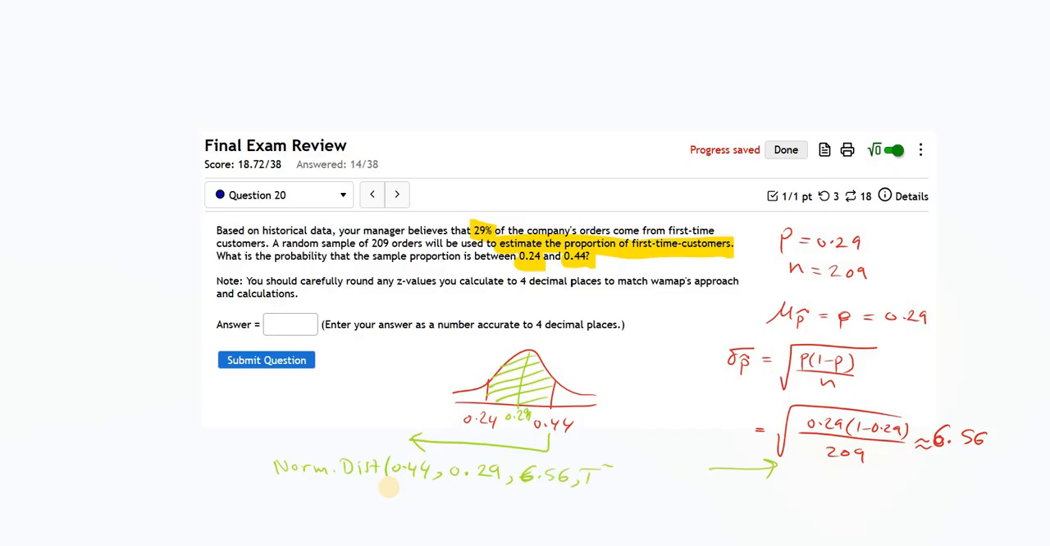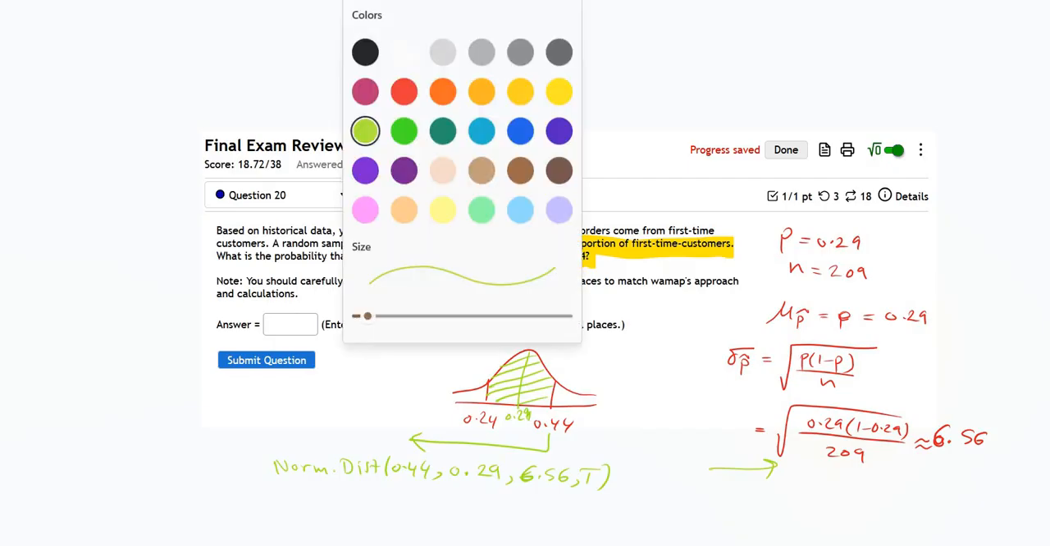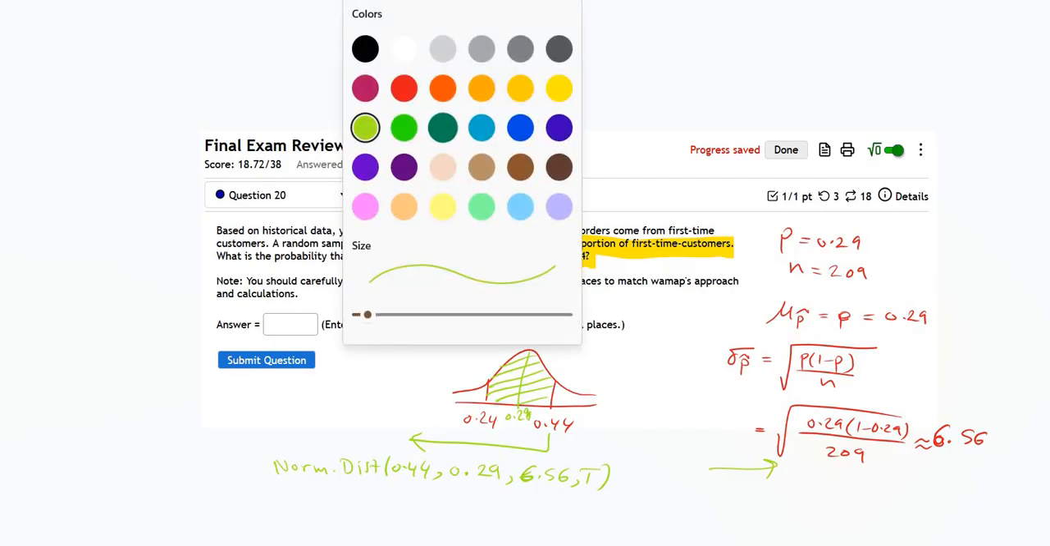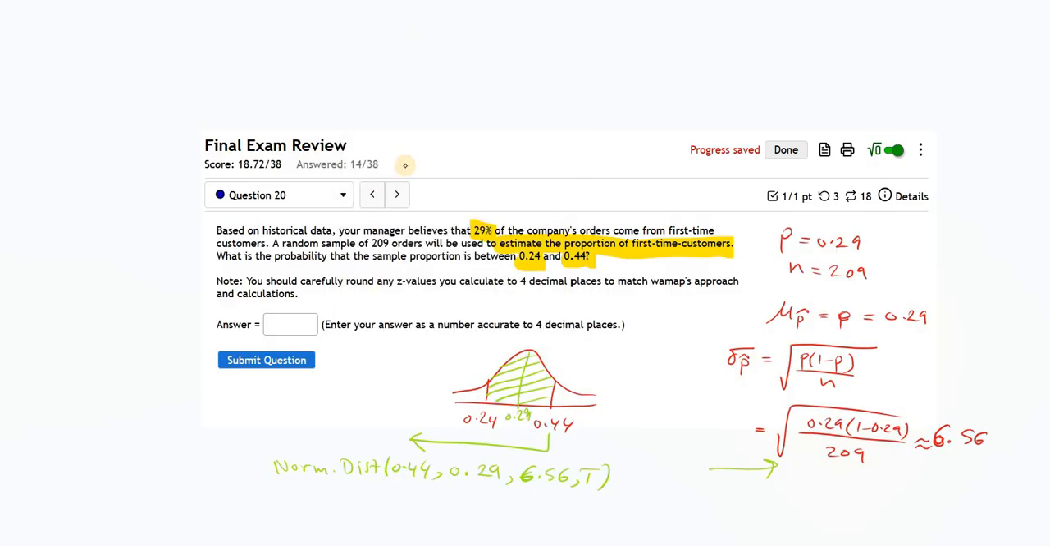6.56, comma true. Then you're going to find the area to the left of 0.24. So you're going to say NORM.DIST of 0.24. The only thing that is going to change is the first number, comma the mean, comma the standard error or the standard deviation, comma true. Then you're going to subtract them from one another. So you're going to find the answer here, you're going to find the answer there, and then you're going to subtract the answers from one another.